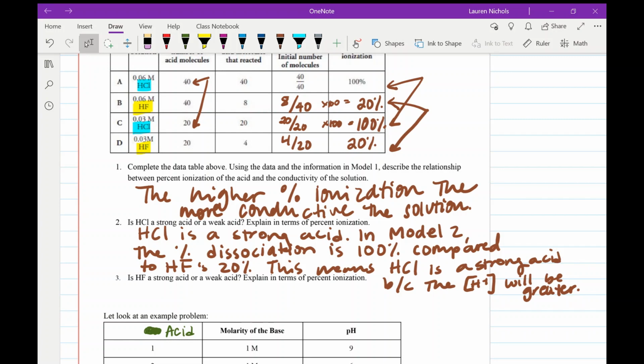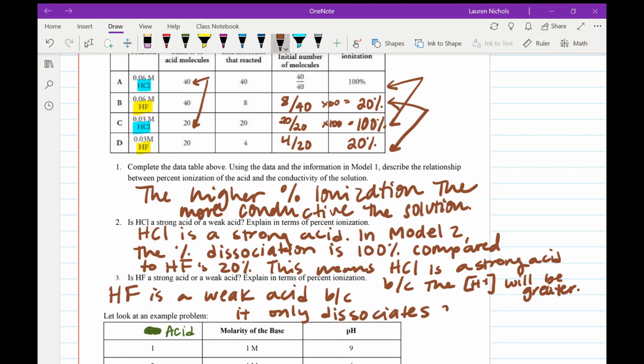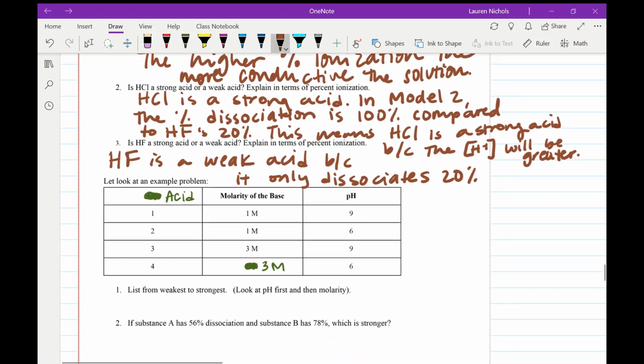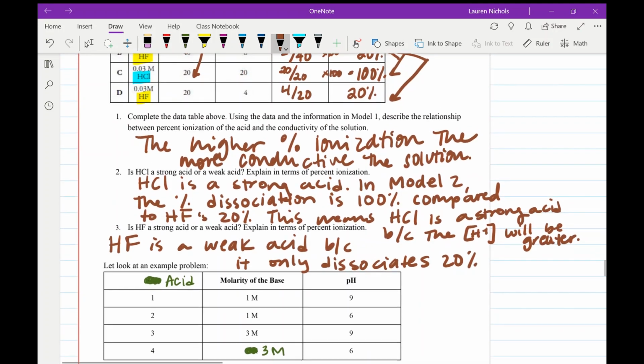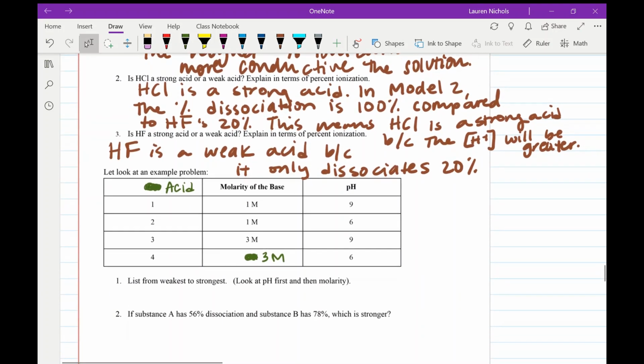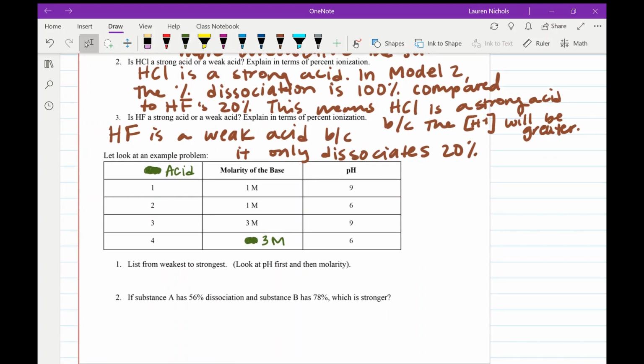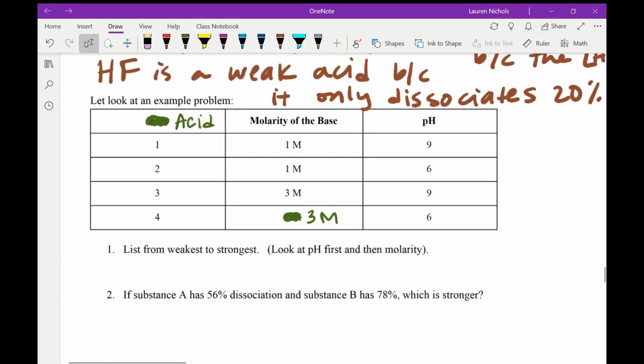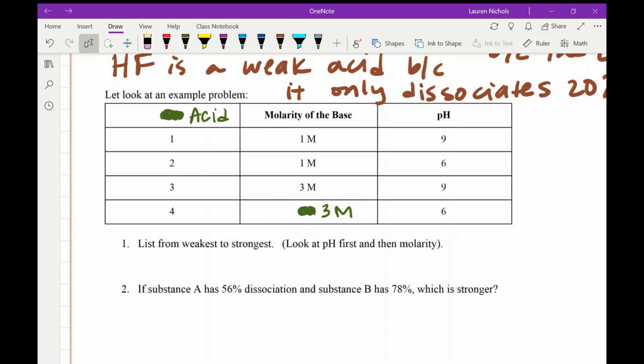And so here we can do the same thing, but maybe not as long. We're just going to say that HF is a weak acid because it only dissociates 20%. And another type of problem, and again, remember, these problems are literally just because you're going to have a test on them. Even though we're digitally learning, you will still have a test. So just kind of making sure we understand how to answer these kind of questions.